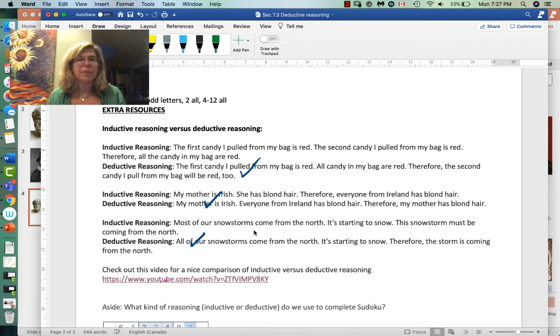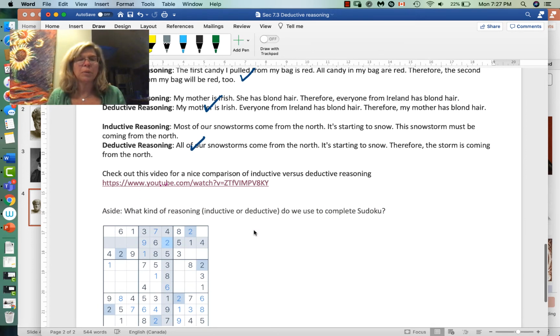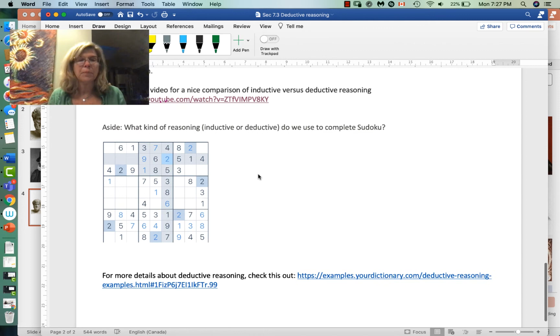And then I'll actually go on the YouTube with you, but I want first to show you. Sudoku is a very good example of what kind of reasoning. The way I think of this is, if I put 1 in this square this time, can I pretty much assume that I'm going to put 1 in this square the next time I play? That would be a definitely not answer. So this would not be deductive reasoning.